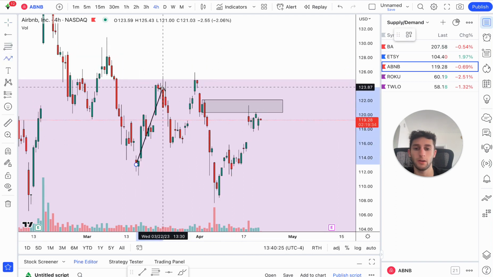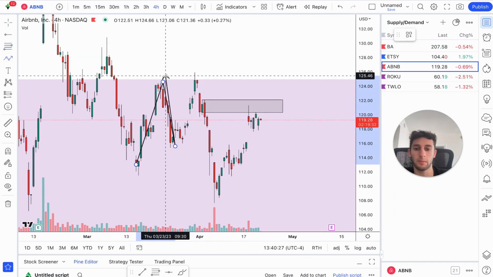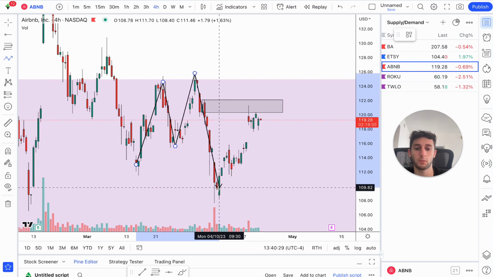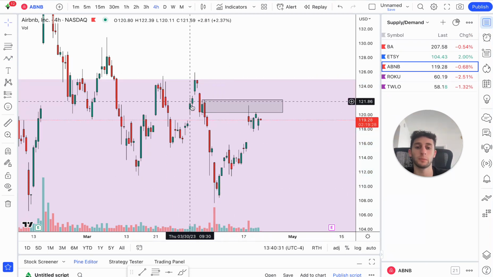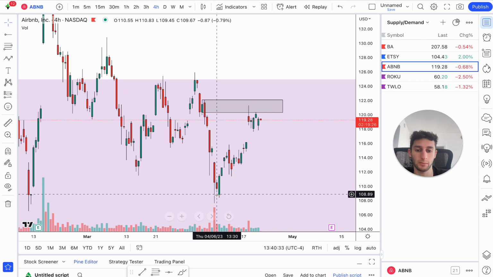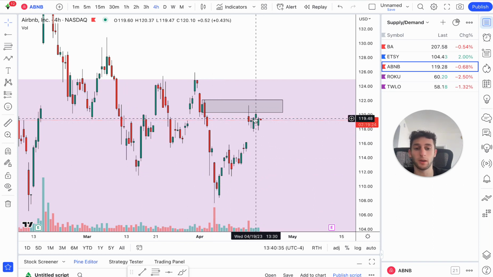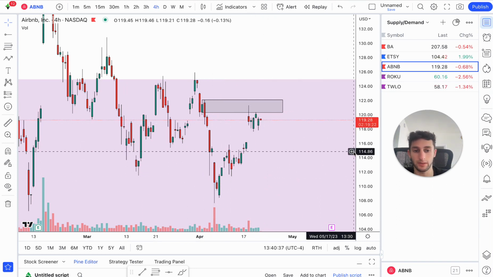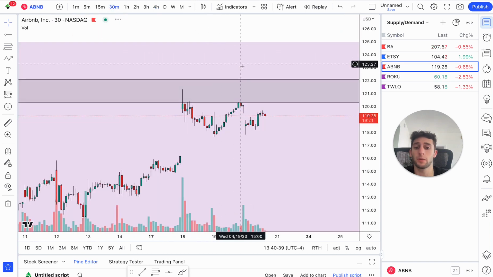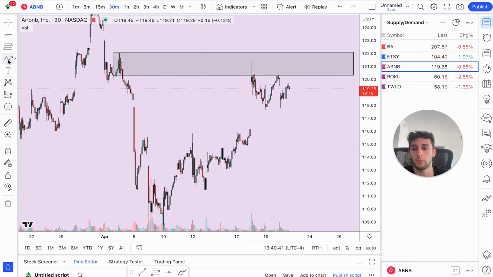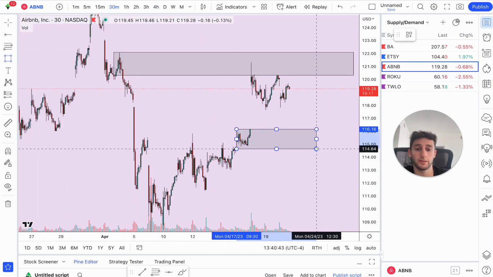So price, we move up, we take the stops up here, we end up rocketing all the way down, we have our supply zone right here, okay, with this fast move lower. Price then comes up to the supply zone and rejection, okay? Now, for something like this, Airbnb, we don't really have demand till all the way down here, okay?